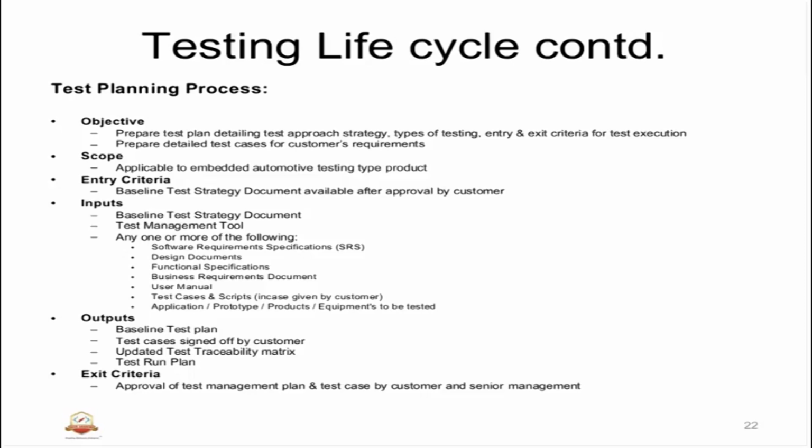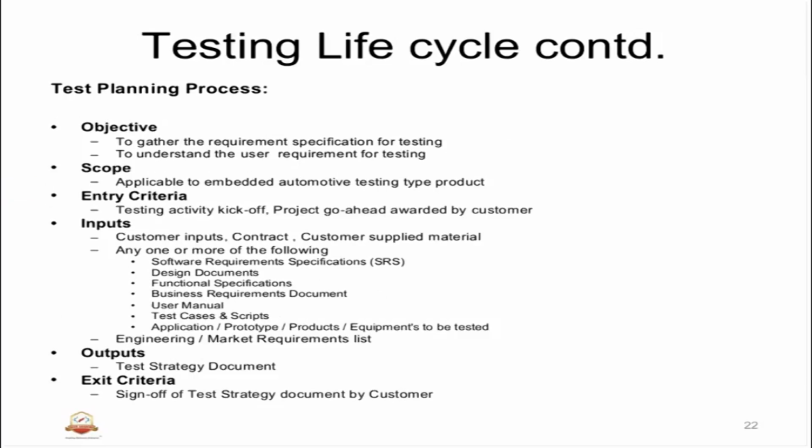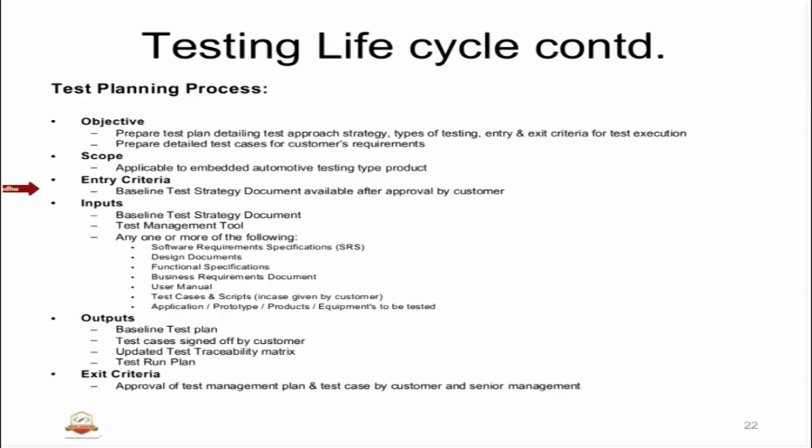Then we will define the scope. Again, it's for the embedded automotive testing type. How we are going to enter into this test planning process is: baseline test strategy document available or approved by the customer. So you remember, test strategy is an output of the previous phase where we have done the study and understanding of the system. That will be an entry here, and that is an input as well.